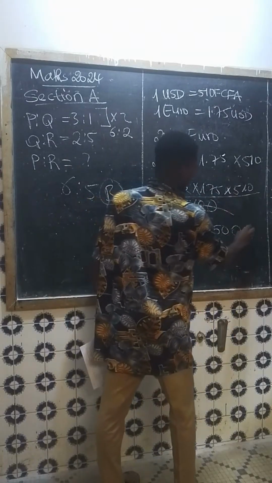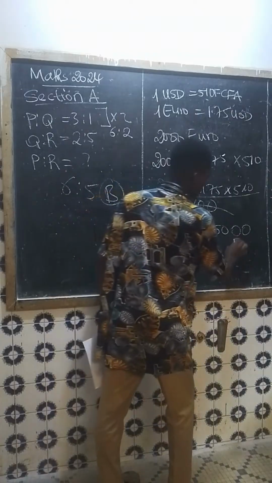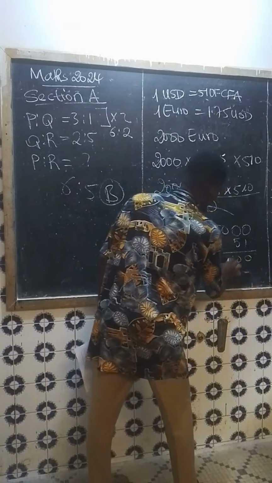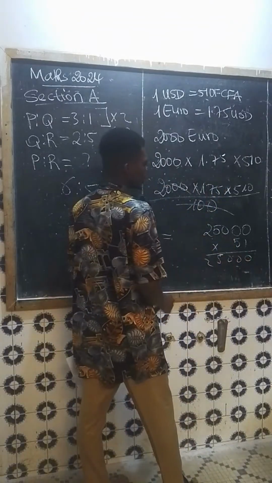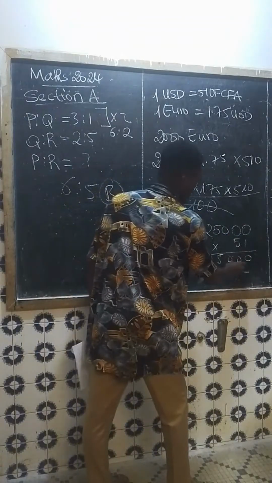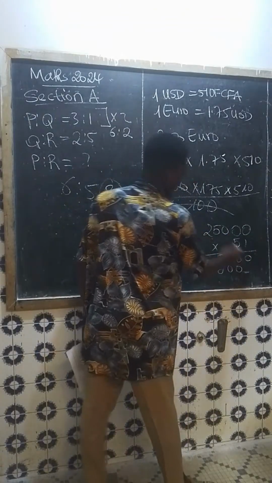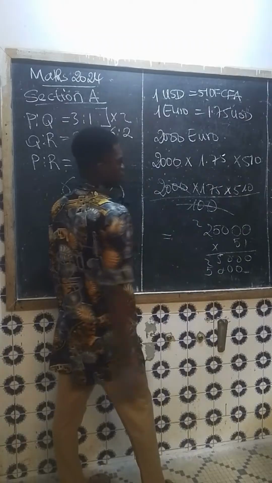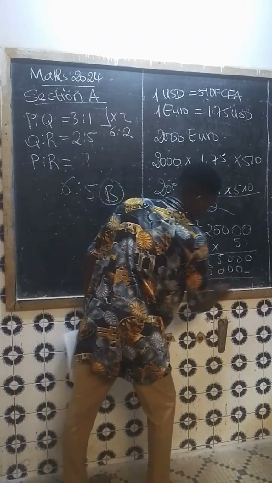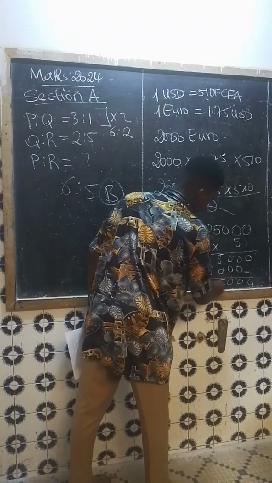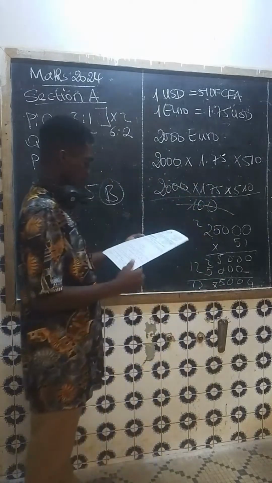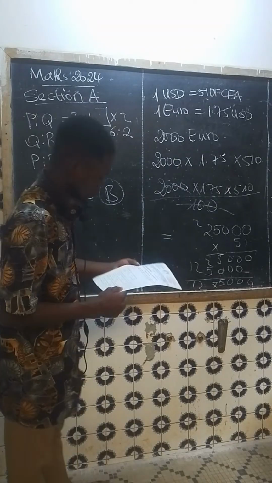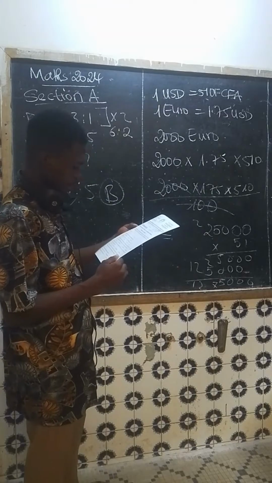2,500. 25,000 times 51. Is it okay? Okay, 25,000. Now we multiply by 5. You have 0 here, 0 here, 25. We put 5. 2 goes up. 10, 12. Okay, so the result is this. So this is the answer. Is it there? It's not there.